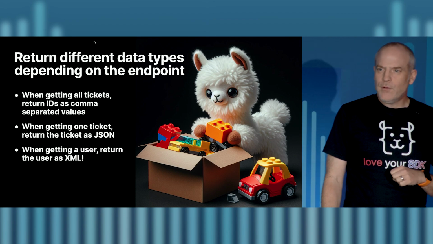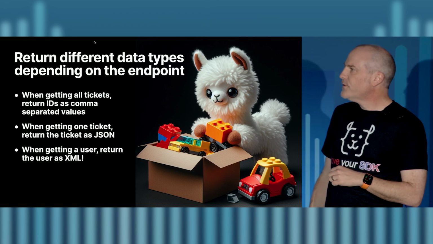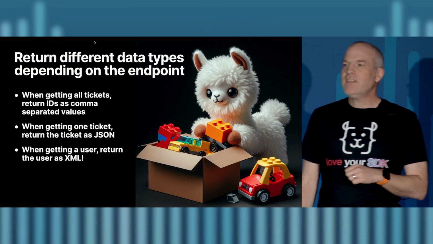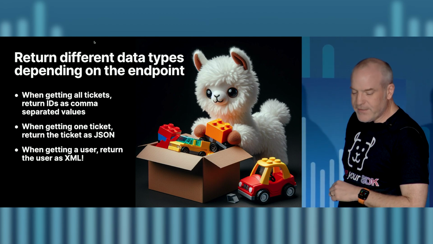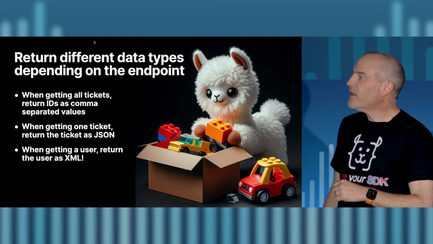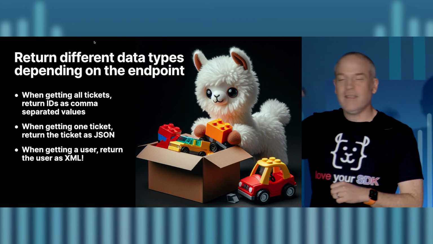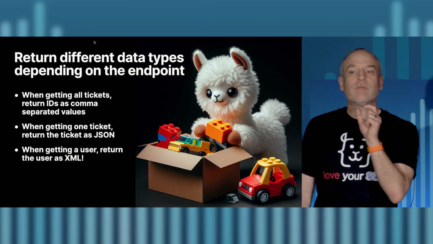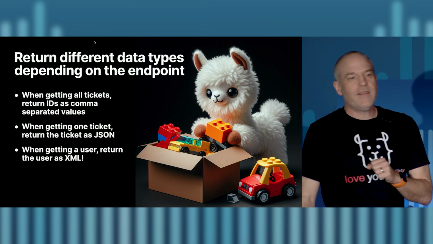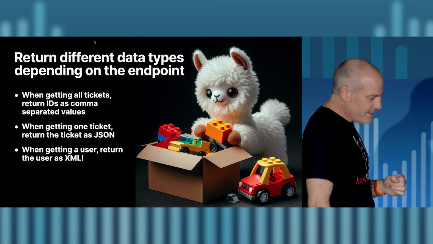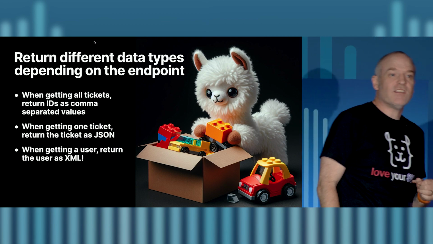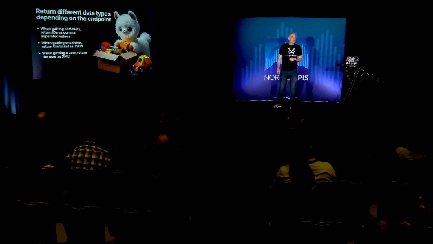For example, there might be a reporting team who want to report on tickets via a CSV file. So they want a set of comma-separated values. That's what they want back. So when we get a list of tickets, we will return them as comma-separated values. There's another, the website team, they want to render a ticket. They need JSON. So, okay, for a ticket, we'll return JSON.